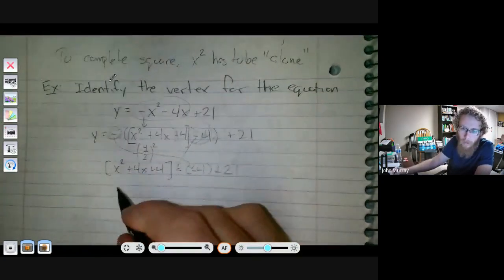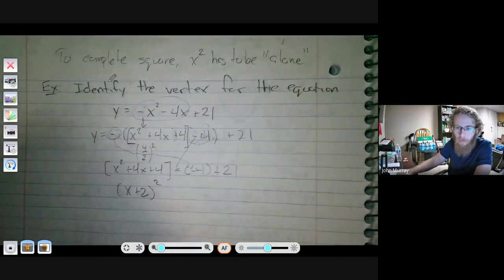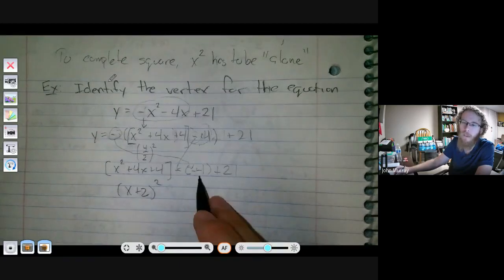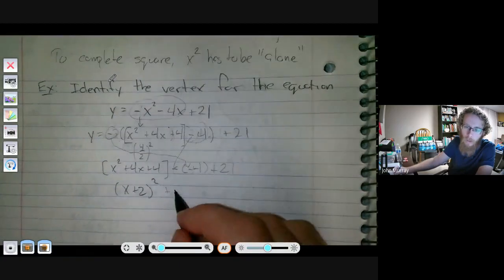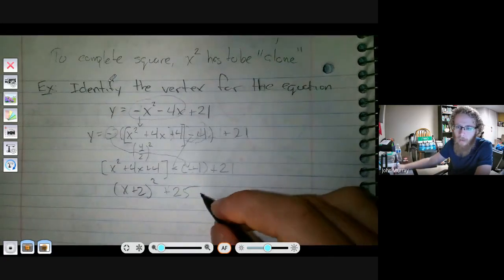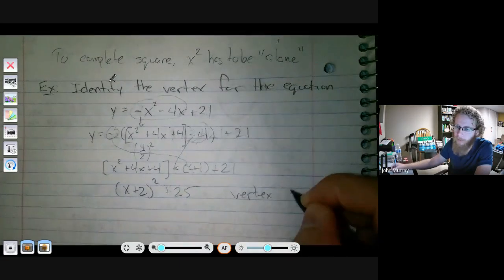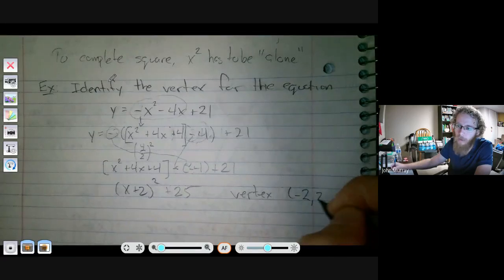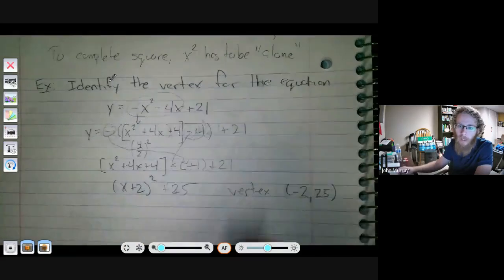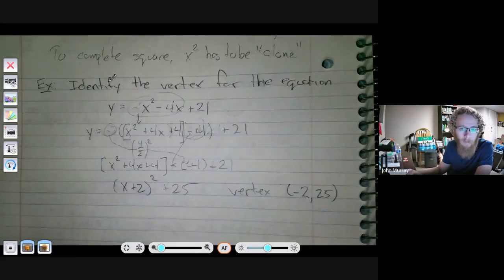Now again, we just simplify. So this becomes x plus 2 squared. That was pretty simple. Now out here, we're going to have minus negative 4, which turns to positive 4, plus 21, plus 25. All right, so now we have our vertex at the point negative 2, 25. Again, remember, we always take the opposite sign of the inside as our x value, and then the outside stays the same.